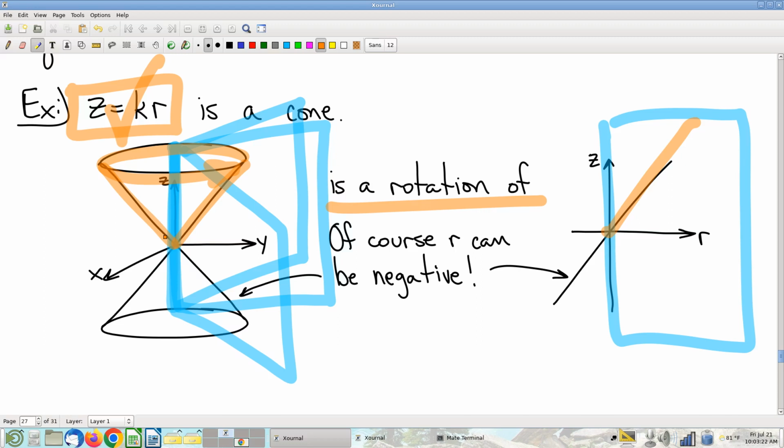Okay. Now, the tricky part, well, that is one of the tricky parts, right? Missing theta means rotationally symmetric around the z-axis. Nice fact, right? That's a good little tool for your toolbox.